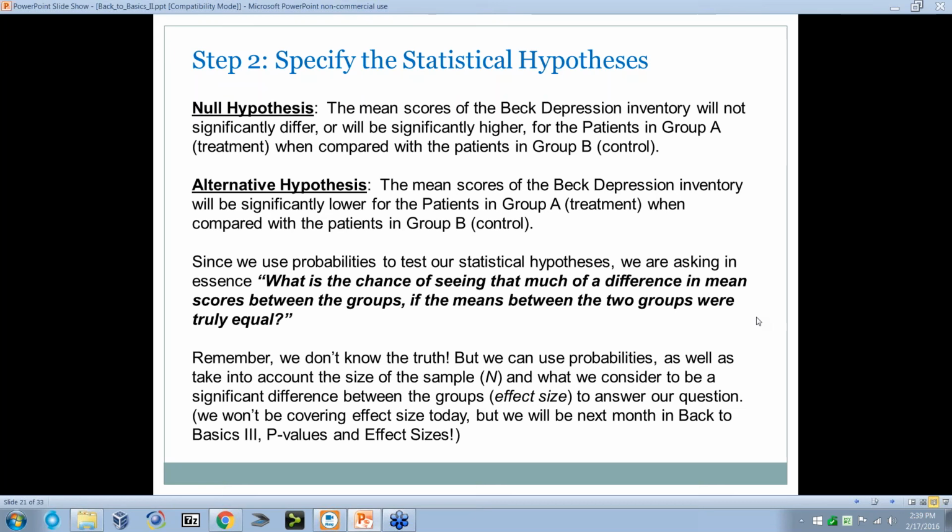And so I have my little caveat there. We don't know the truth, but we can use probabilities. And we can take into account the size of the sample and what we consider to be a significant difference, which is the effect size. I always ask the researchers about the effect size. How big of a difference would be significant to you as a researcher? Are you looking for a 10-point difference, 5-point difference? It matters, because the size of the effect that you're looking for is going to drive how much of a sample you need. And we're going to cover that next month. We'll be covering p-values and effect sizes much more thoroughly.